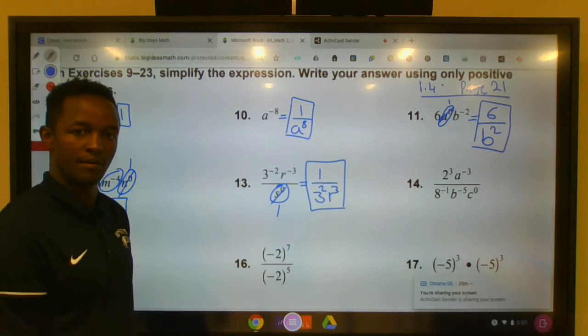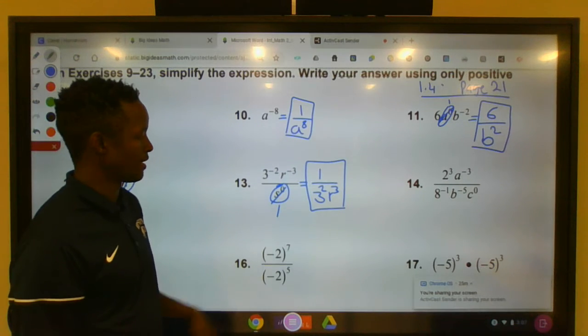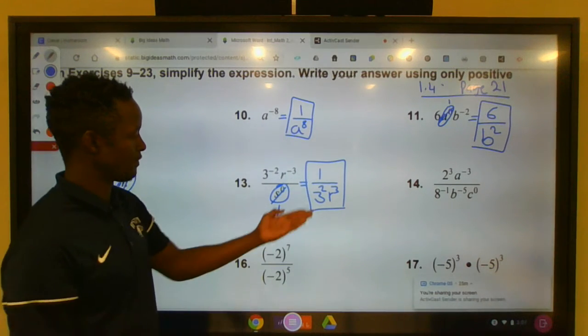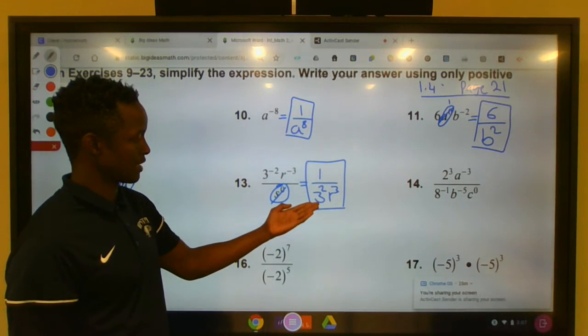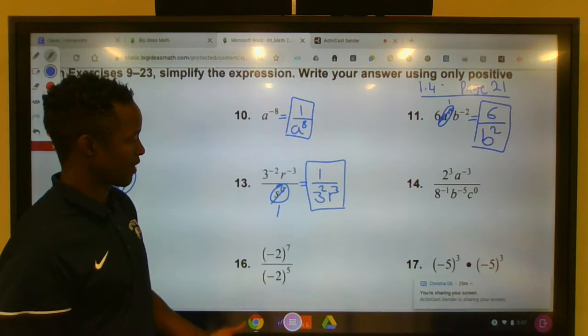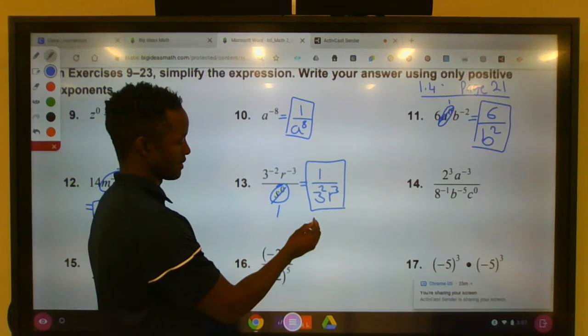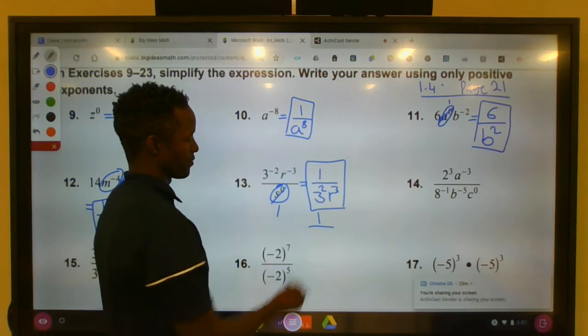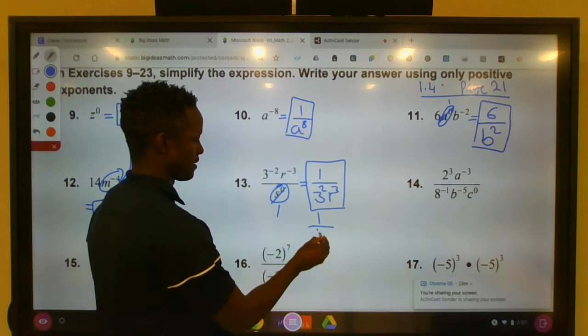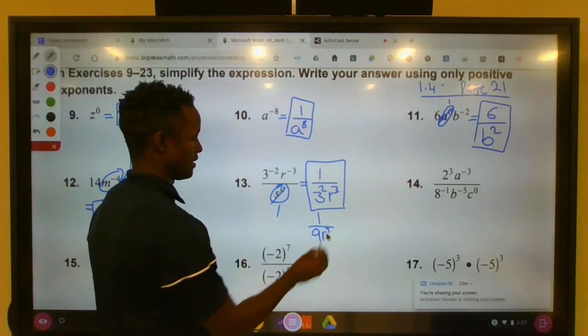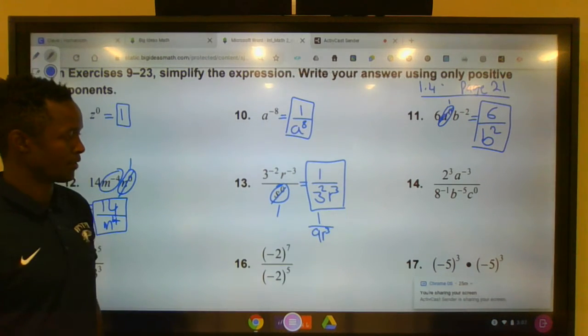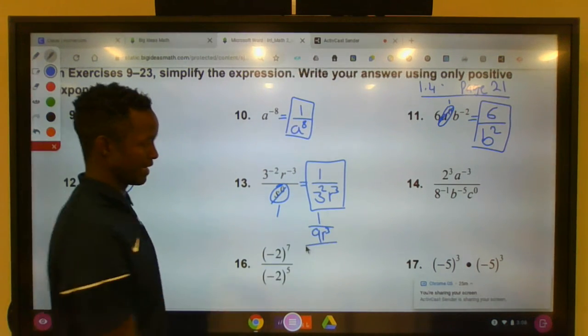However, whenever you're asked to evaluate, at that point we'll probably need to find the actual value of 3 to the second power. So if they're asking us to evaluate, we could rewrite this and say, well, 3 to the second power is 9. So your final answer is 9r to the third power. And that's the difference between simplifying and evaluating.